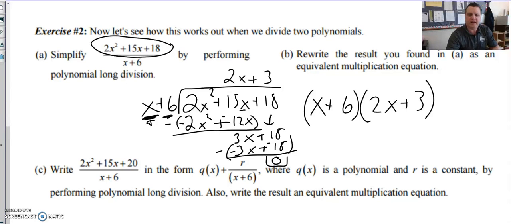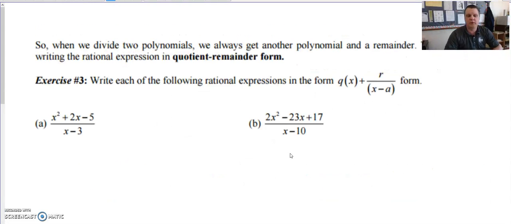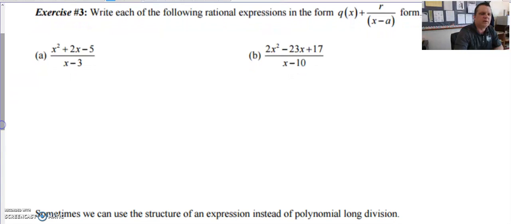So that means that x plus 6 is a factor when you have a remainder of 0. I am on the next page. Of course, it doesn't always work out to be 0. It doesn't always work out to be a factor. So we would have a remainder. Sometimes that will occur, and you will follow the same process.